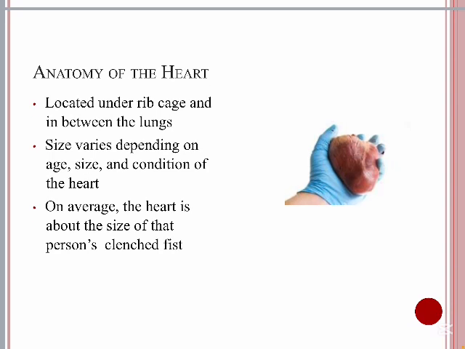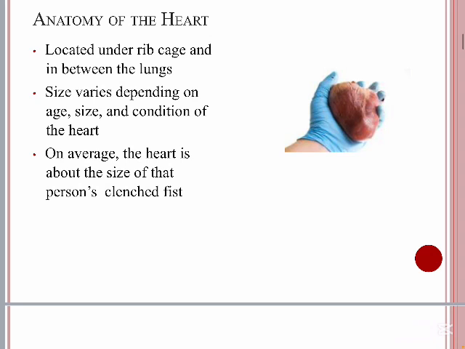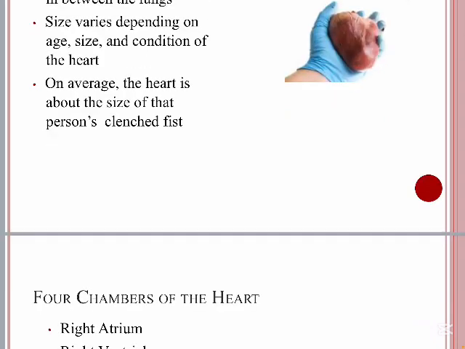Anatomy of the heart. It is located under the rib cage and in between the lungs. Size varies depending on the age, size, and condition of the heart. On average, the heart is about the size of that person's clenched fist.